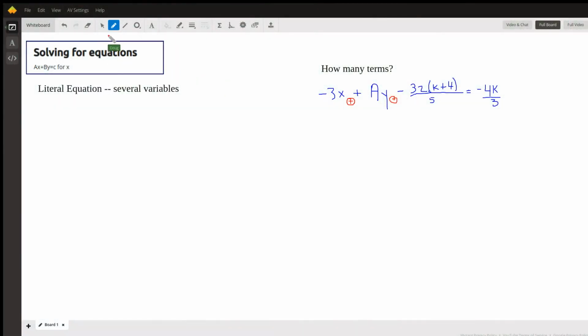Okay, you've got a literal equation here. A literal equation is one that contains more than one variable, several variables. You'll frequently run into something like perimeter equals 2L plus 2W. That's a formula for the perimeter of a rectangle, and you're asked to solve maybe for W. Here you're asked to solve for X.